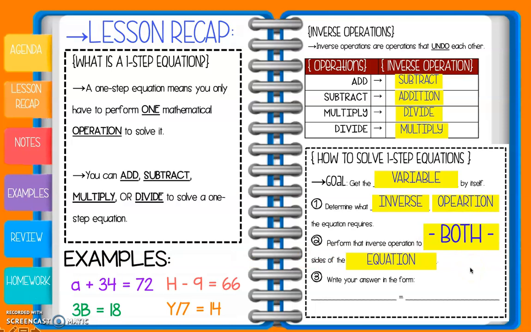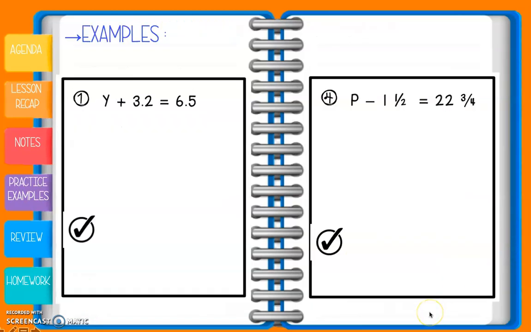We talked yesterday about how equations say that two sides are equal. So whatever we do to one side, we have to do to the other so that our equation remains balanced. Okay, then last but not least, we're going to write our answer in the form variable equals solution. Solution is the answer to an equation. And so we want our variable on the left and our solution on the right. Okay, so again, these are going to look super familiar. The only difference today is that we have fractions, we have decimals.